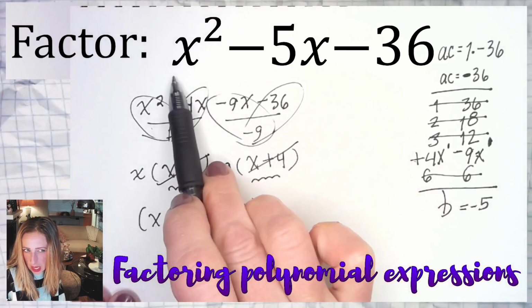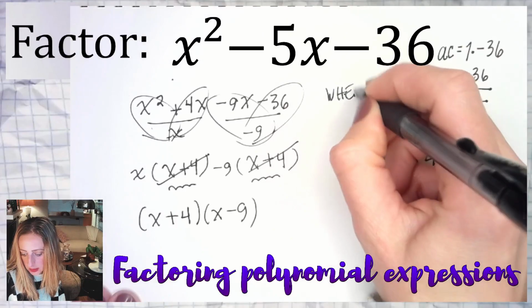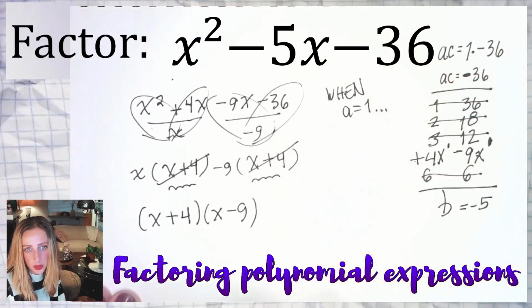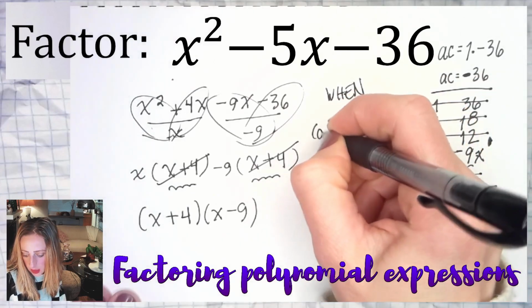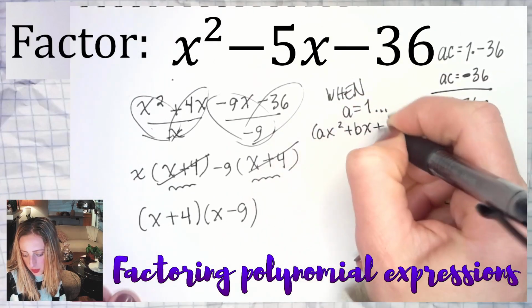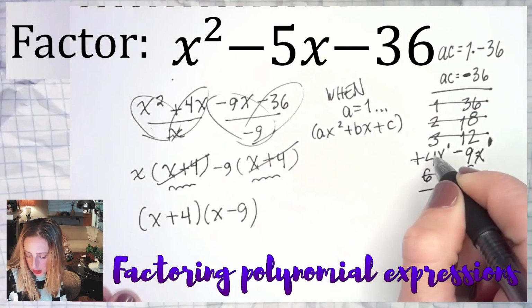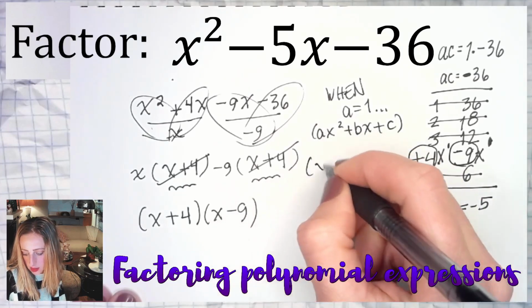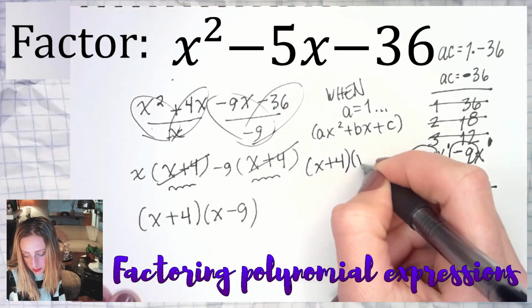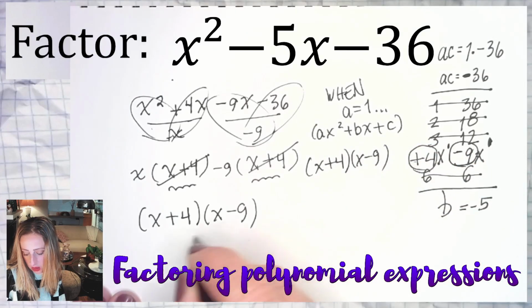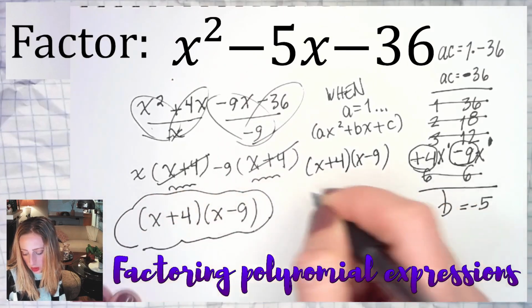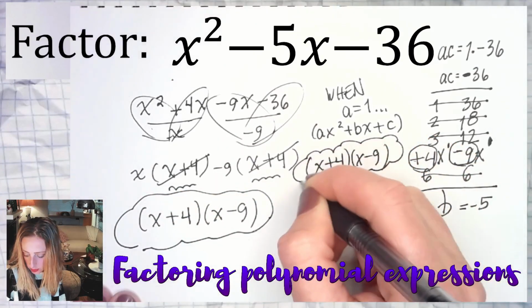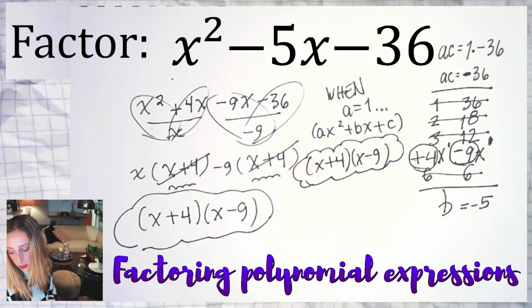However, when a equals 1, only when a equals 1, in ax squared plus bx plus c, we can take the plus 4 and the minus 9, and instead of doing all that jazz, write x plus 4 and x minus 9. Wow, we're so smart. All right, when in doubt, FOIL it out. FOIL it back out. Make sure you get back the original problem. Don't try to be too cool. Getting the right answer makes you cool.